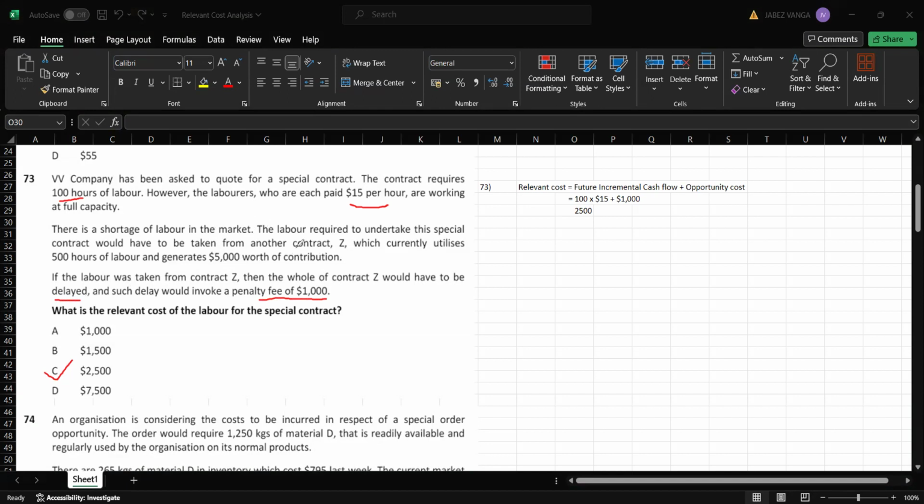Future incremental cash flow will be the cost that is paid to the workers plus the penalty fees. Do not take anything as opportunity cost because nothing is foregone. I hope that is clear. Let's go to the next question.